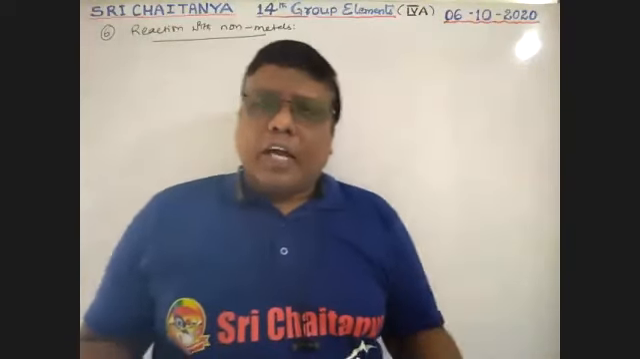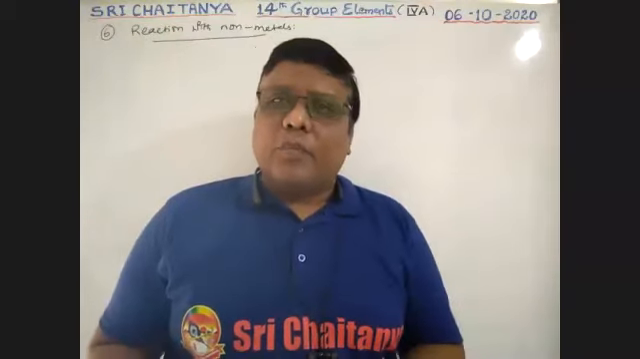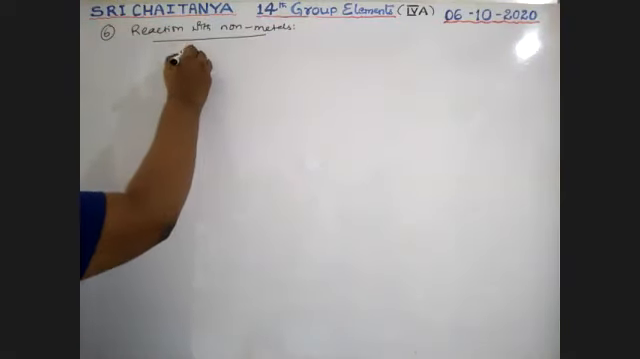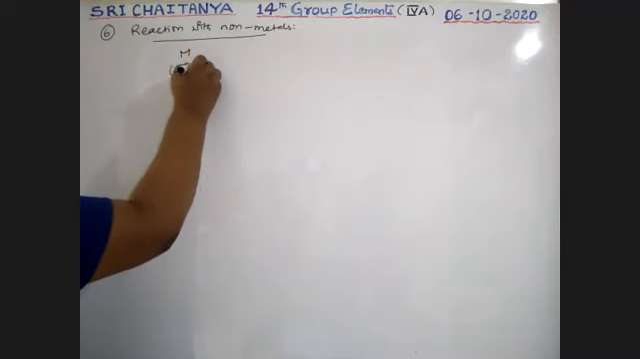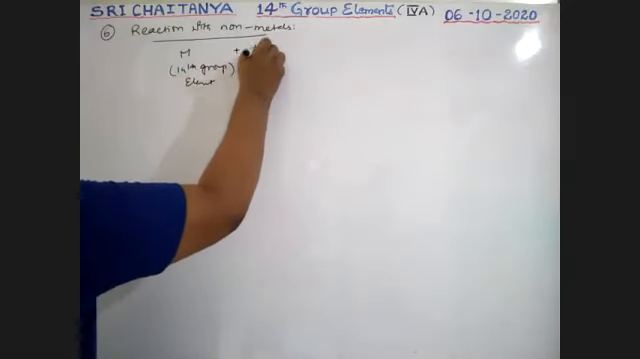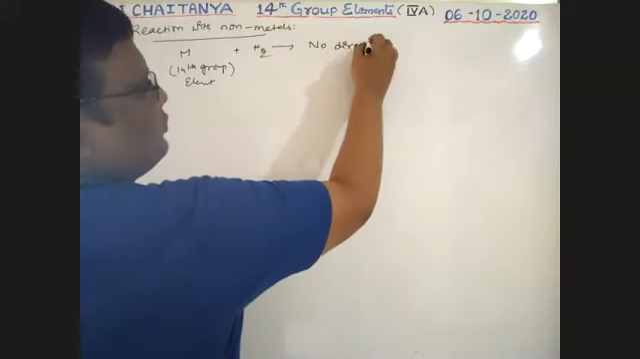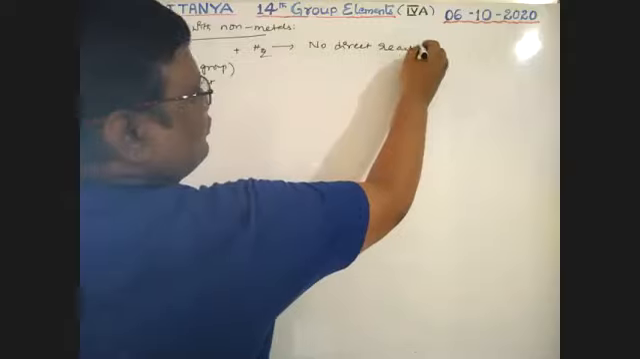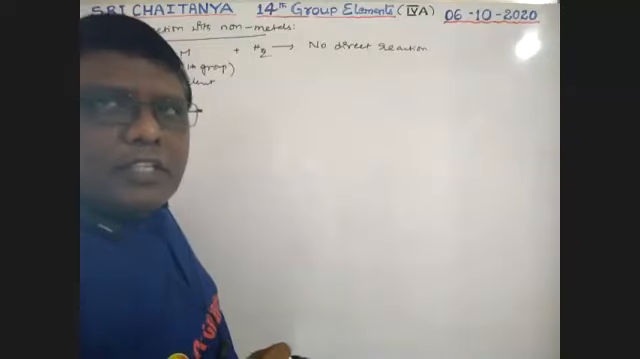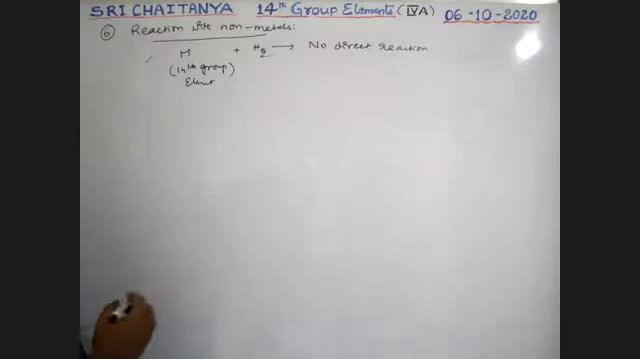First of all, I'm explaining carbon with hydrogen. Carbon with hydrogen, no direct reaction. So note down the point. Carbon is a 14th group element, and with H2 there is no direct reaction. That means our elements do not directly react with hydrogen, so hydrides are not possible. This is the first finding.